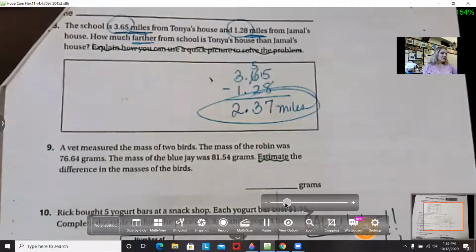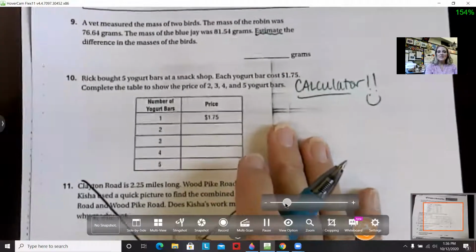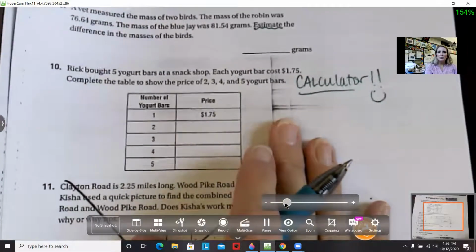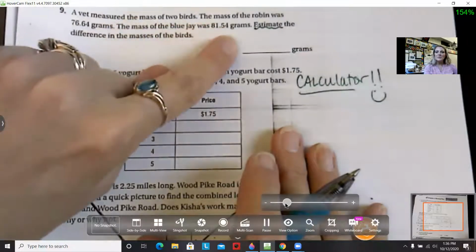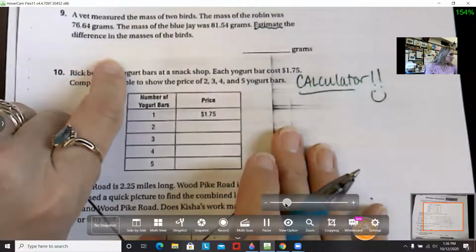Alrighty, go down to number 9. A vet measured the mass of 2 birds. In the metric system, the word mass means weight. So he measured the weight of 2 birds. The mass of the robin was that much, and the mass of the blue jay was that much. Estimate the difference in the masses of the birds.